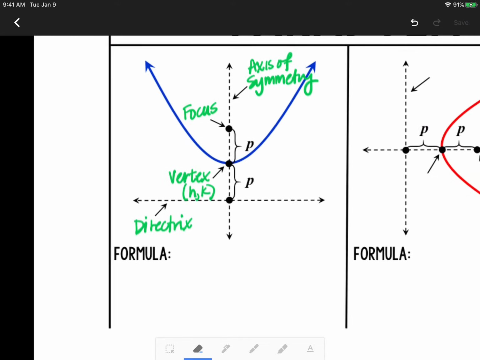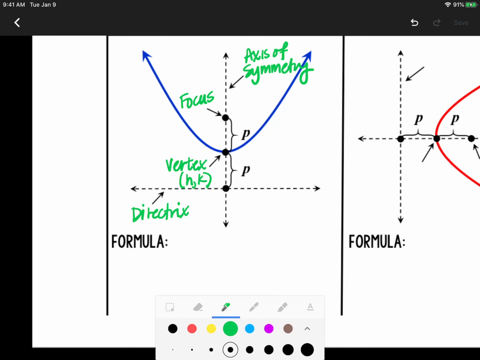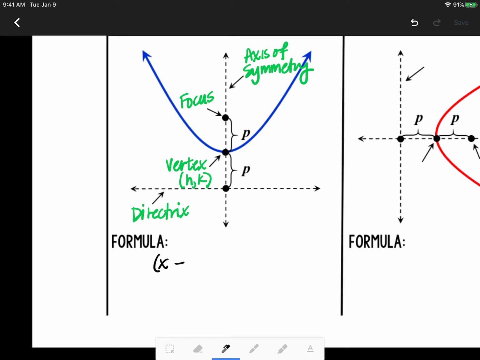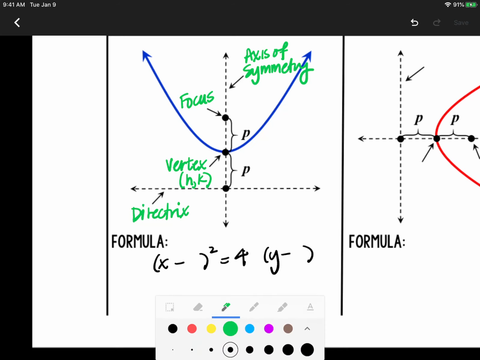So how does this look in an equation? This is a traditional parabola, but we're going to write it a little bit differently. We still have x minus something squared equals 4, because that's this ratio that we've developed, y minus something. But if you notice, y is not squared. That's normal for a parabola. In a parabola, the y isn't squared, the x is squared. So let's fill in the blanks here.